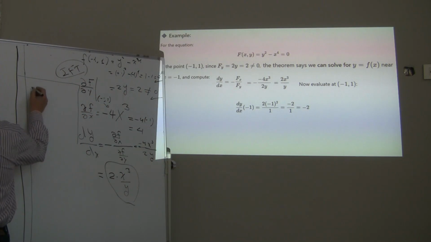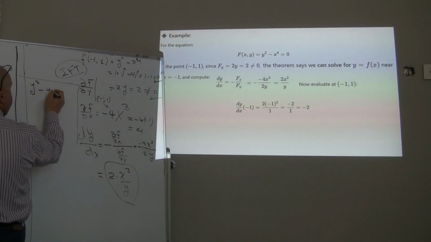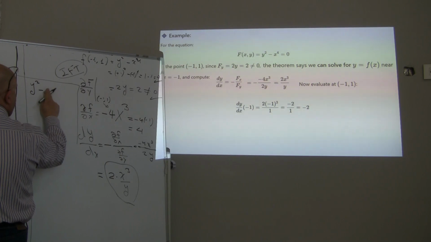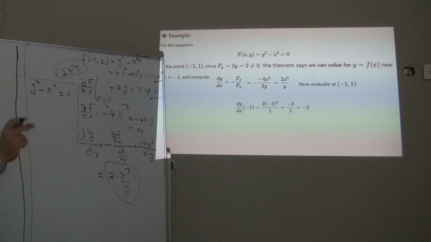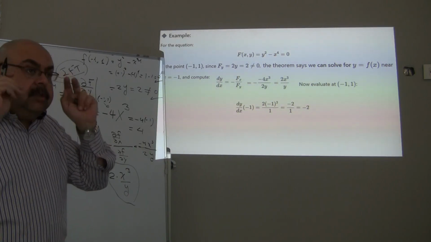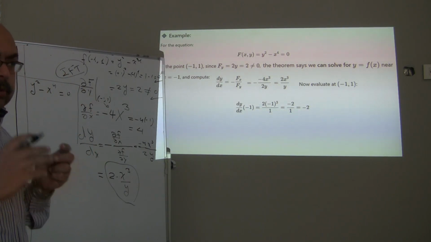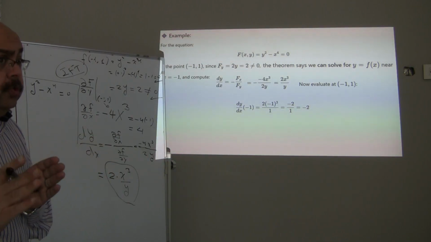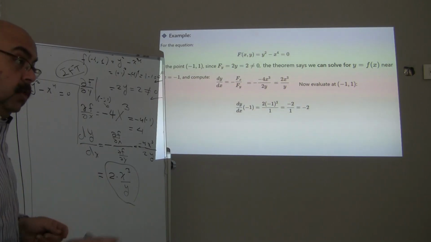Look for this solution. If I have y squared minus 4x to the power 4 equal to 0, I can use the method of implicit derivative, but we're not going to do it. But I want to show it to you, it's exactly the same. Let's differentiate with respect to x.